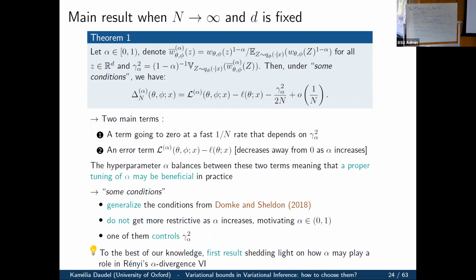All right. So this is just because we had a happy moment when we saw this result, because to the best of our knowledge, it's the first result that sheds light on how alpha might play a role in the VI bounds. People didn't have this kind of result before because they were using the VR bounds, but using the VI bound is helping us unlock the potential of those alpha-based methods.